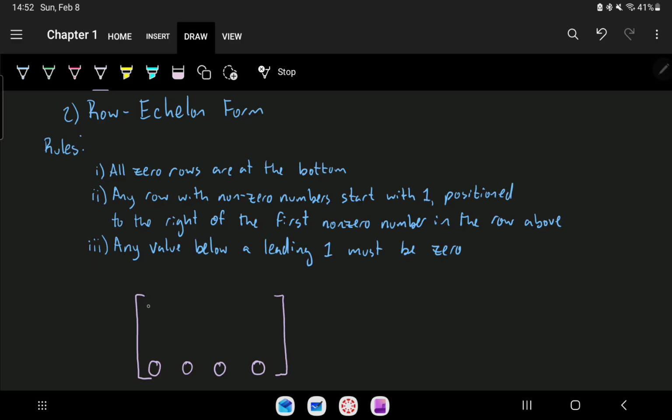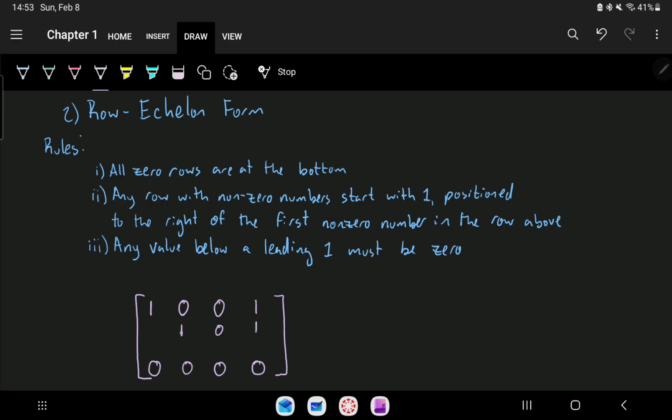To set that up, I'll make this a 4x4. Say I have 1, 0, 0, 1 at the top. My next row, if it must have non-zero numbers in it, and of course the first non-zero number in the row has to be a 1, I have to make sure that the 1 in that second row is to the right. So it's going to look something like that, and I'll put it like that.